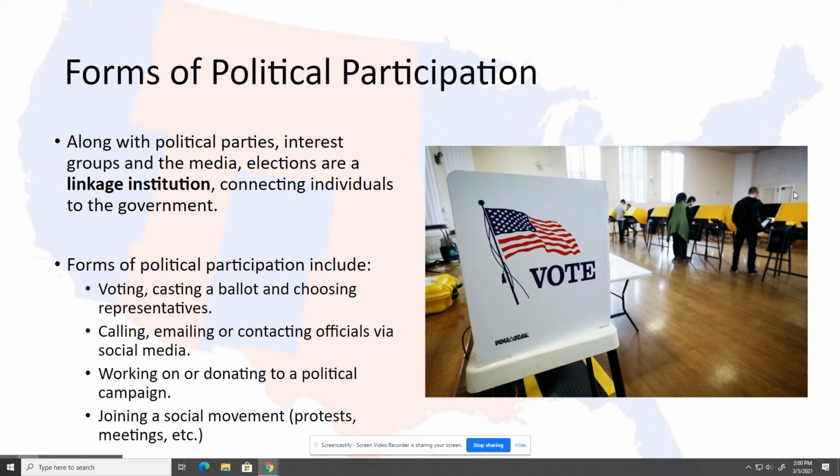Other forms of political participation include calling, emailing, or contacting officials via social media, working on or donating to a political campaign, or joining some sort of social movement.